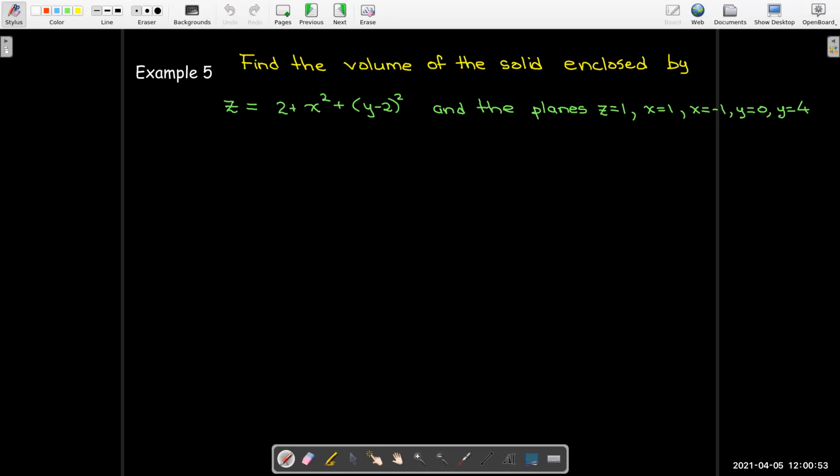All right, now let's calculate the volume of a solid. It's going to be enclosed by 2 plus x squared plus quantity y minus 2 squared, and this collection of planes. Now, the planes that define our x values, that's just going to give me the rectangle, right? Our rectangle along the x-axis goes from -1 to +1, along the y-axis from 0 to 4.